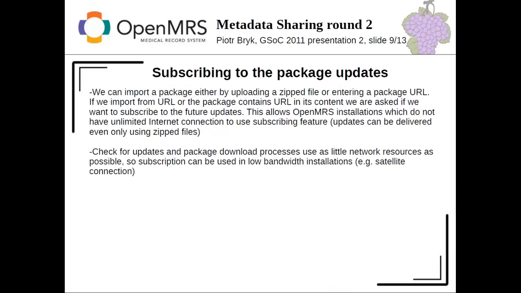We can import a package either by uploading a zipped file or entering the package URL. If we import a URL, or the package contains a URL in its content, we are asked if we want to subscribe to future updates. This allows OpenMRS installations which do not have unlimited internet connection to use the subscribing feature. Updates can be delivered even using only zipped files. Checking for updates and the package download process use as little network resources as possible, so subscription can be used in low bandwidth installations, for example satellite connections.